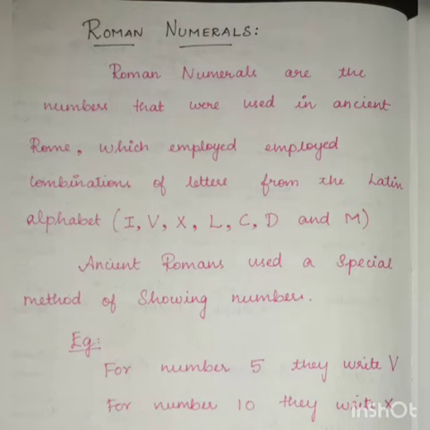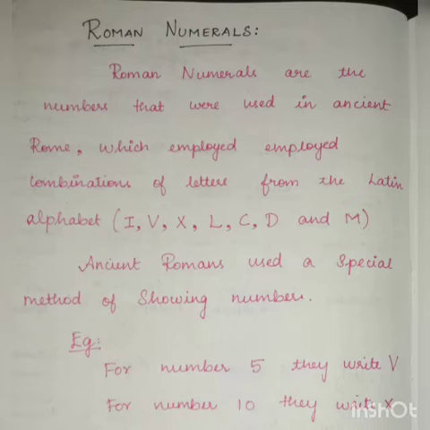Today's session we are going to deal with Roman numerals. Roman numerals are the numbers that were used in ancient Rome, which employed combinations of letters from the Latin alphabet, like I, V, X, L, C, D, M.